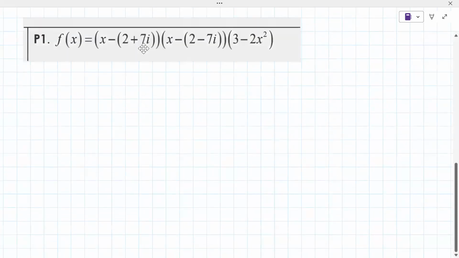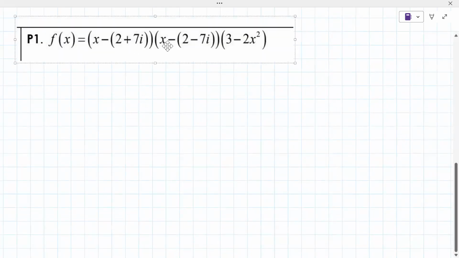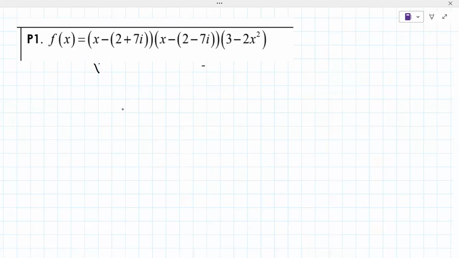Like I said, like your instructor, this should be the example, not the practice. So it's still, believe it or not, in this a plus bi form, even though it doesn't look like it. So if you were to distribute the negative here, you'd have x minus 2 minus 7i, x minus 2 plus 7i. You see the negative going into both of these, that this is what it becomes.